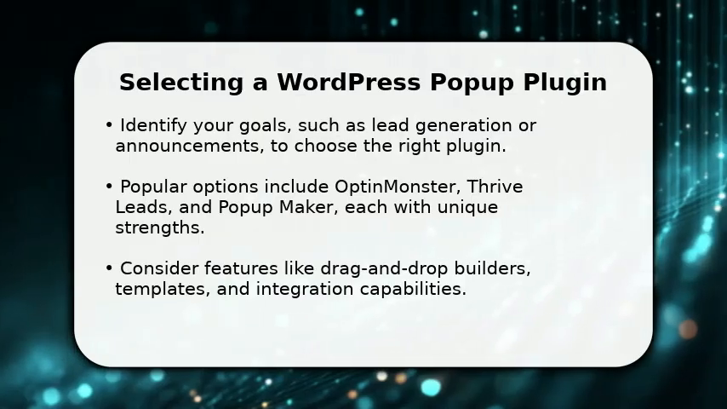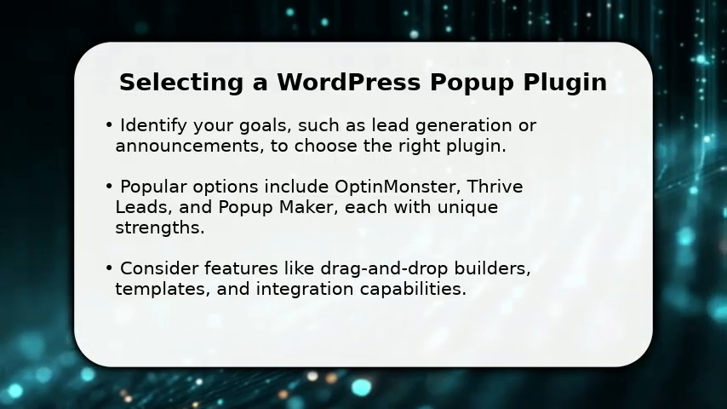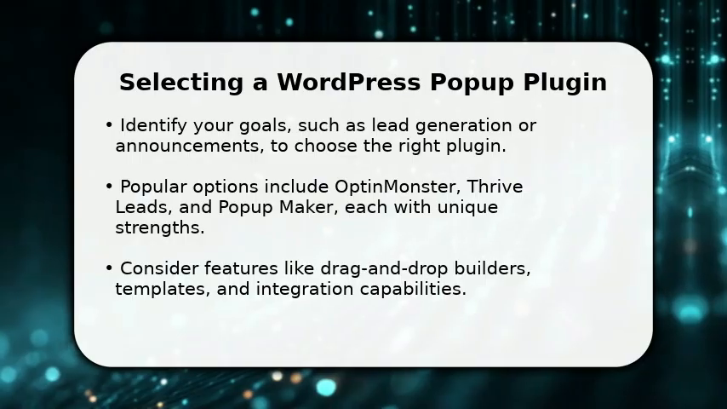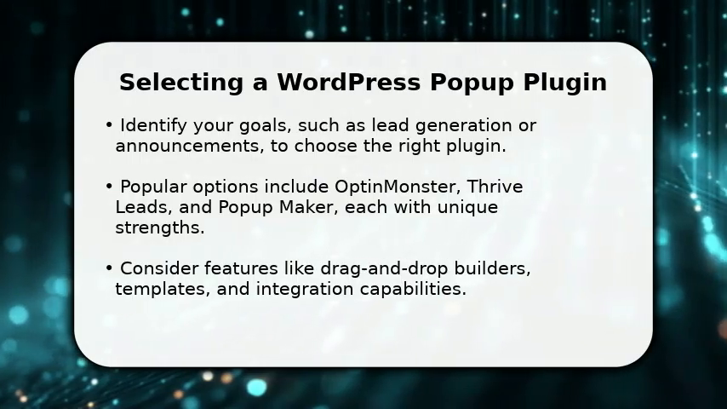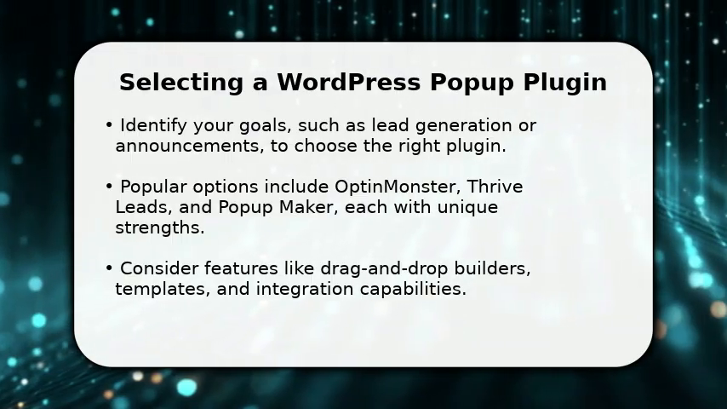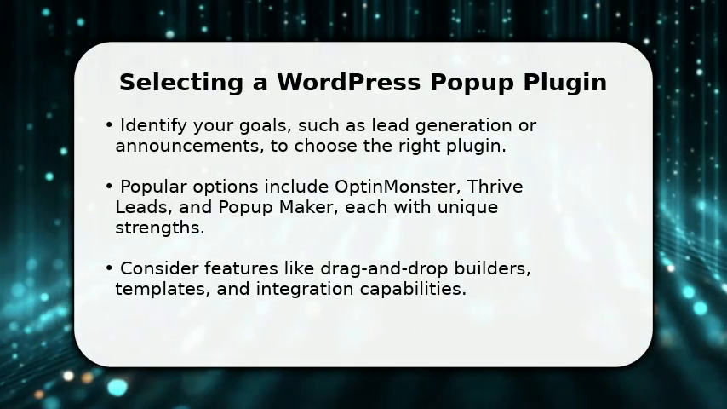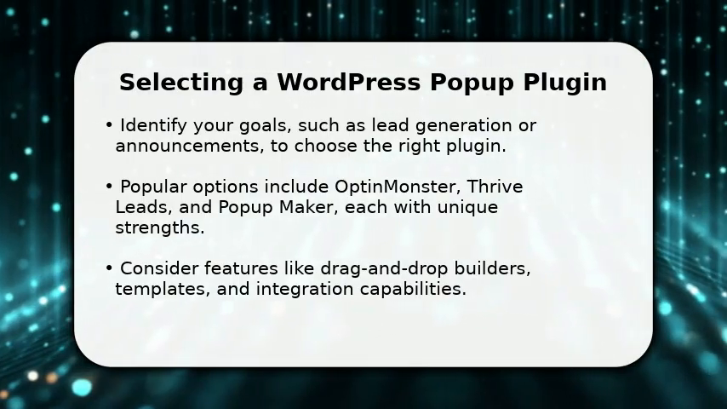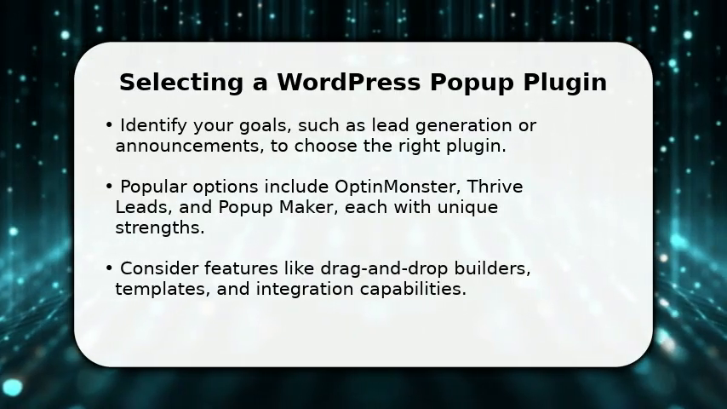In this video, I will explain how to make pop-ups in WordPress. First, you need to select a suitable plugin. Many excellent options exist, like Opt-in Monster for advanced targeting or Pop-up Maker for versatility. Think about your specific needs, whether it's collecting emails or promoting sales. Look for features such as intuitive drag-and-drop builders and a good selection of pre-designed templates to simplify your creation process.